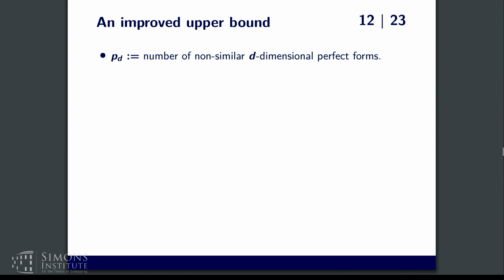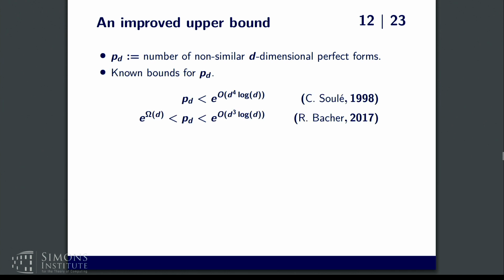Okay, so what do we know in terms of how many of these things we have? Let's call P_d the number of these similarity classes. Then the known bounds: in 1998, Christophe Soulé proved an upper bound exponential in d^4 log d, and he used this also to say some nice things about the Voronoi conjecture in number theory. And pretty recently, Roland Bacher gave a constructive lower bound, single exponential, and an upper bound exponential in d^3 log d.